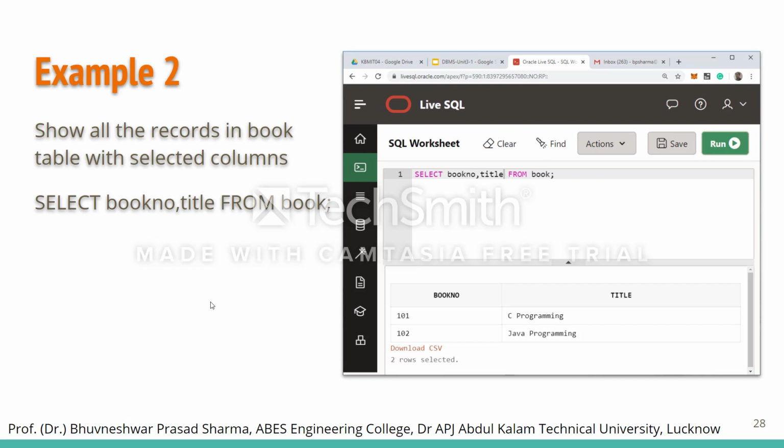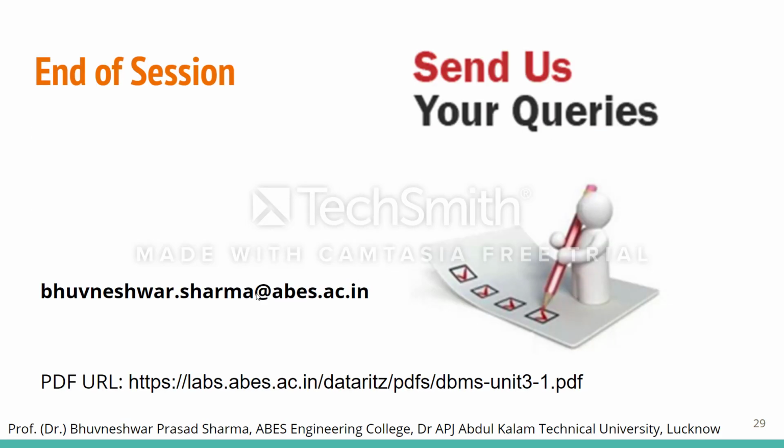Suppose you don't want all the columns, but you want specific columns. Suppose here we want only book number and title. These are the selected columns. If we issue this command and click on the Run button again, you will find only two columns. So I think things are very clear. If you do the practice and go to the URL and other things, you will get it.